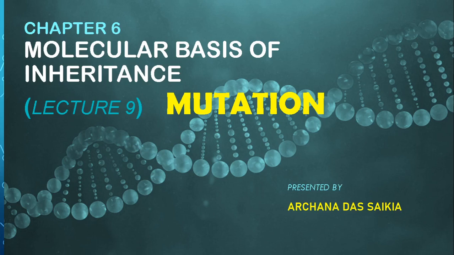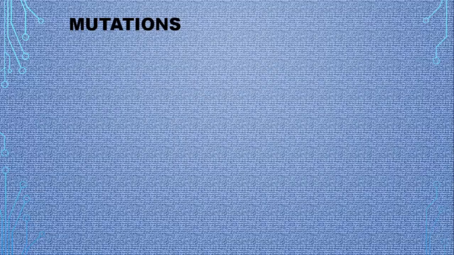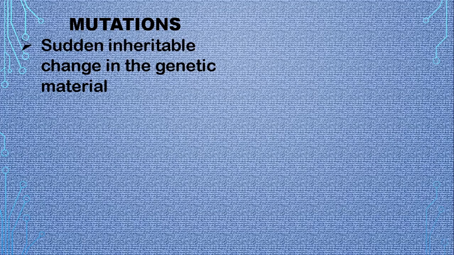Today we will go to the 9th lesson where we discuss mutation. First and foremost, we have to know what mutation is. Mutations are sudden inheritable changes which occur in the genetic material. As we are already familiar, the genetic material can be either RNA or DNA. In most cases, it is DNA, deoxyribonucleic acid, acting as the genetic material.